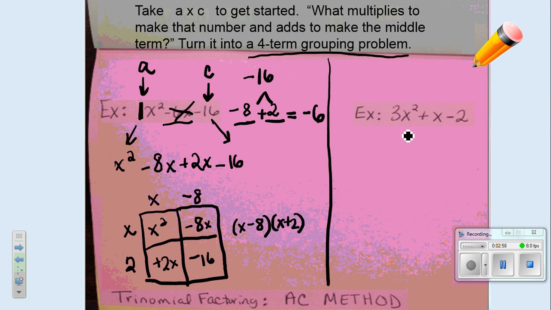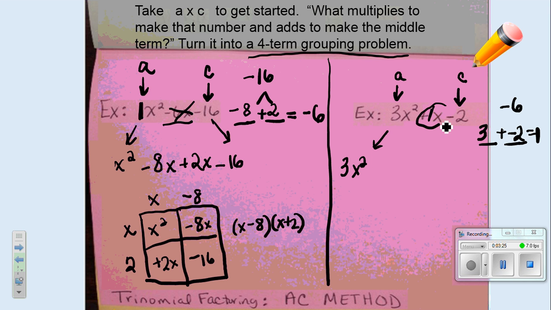And so now we're going to do example number 2. We got to identify our A. 3 is our A. 2 is our C. Multiply those together. You get negative 6. 2 factors of negative 6 that add up to be a 1x. A 1. So 2 factors of negative 6 that make 1. That would be 3 and negative 2. Now, we rewrite the first term. We take our middle term and we get rid of it. And we replace it with plus 3x minus 2x. And then we bring down the last term, which is minus 2.